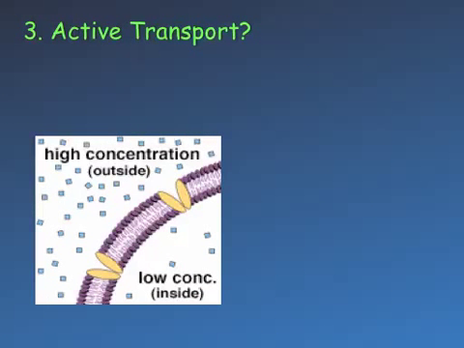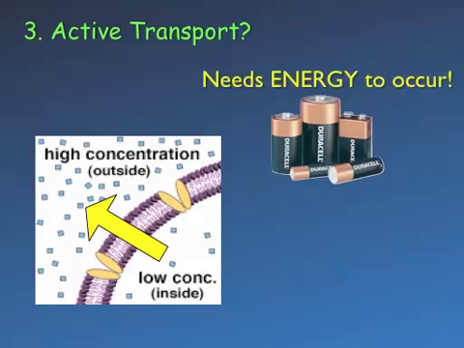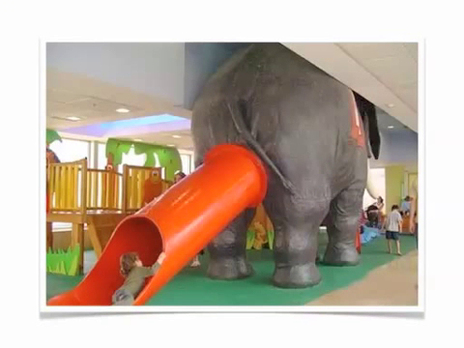Active transport, that's the third. Now this goes against the gradient. So instead of high to low, this goes low to high. Now the only difference, or one big difference, besides low to high, is that it needs energy to occur. Okay? So think of this awesome slide at a playground.